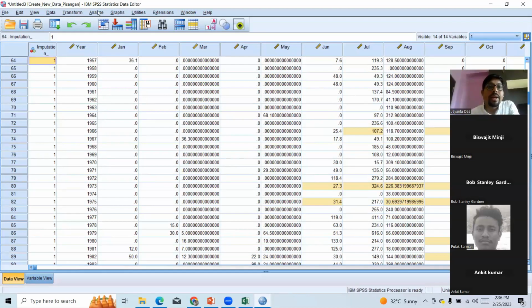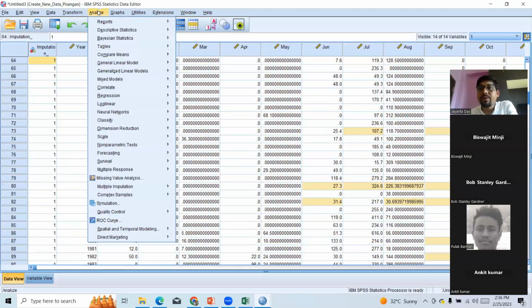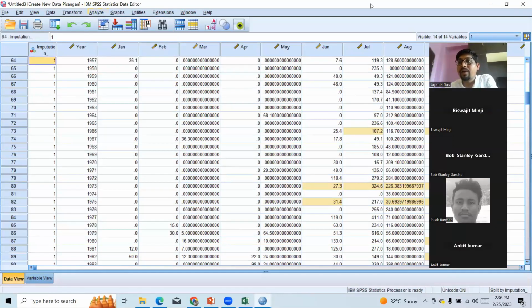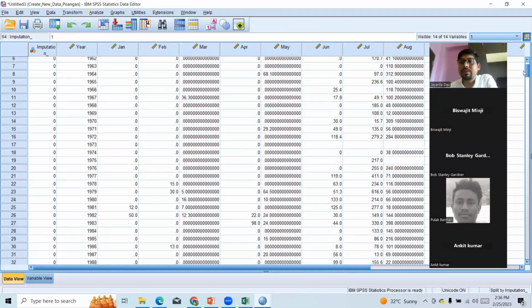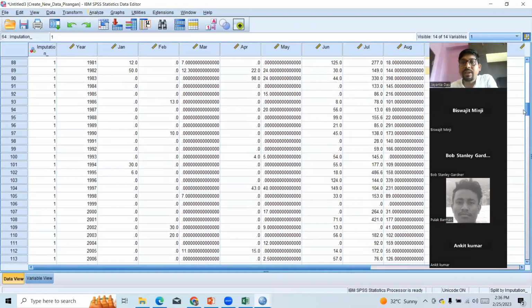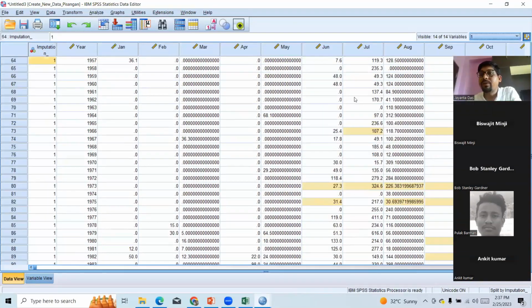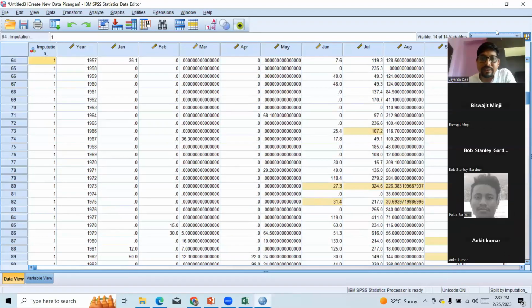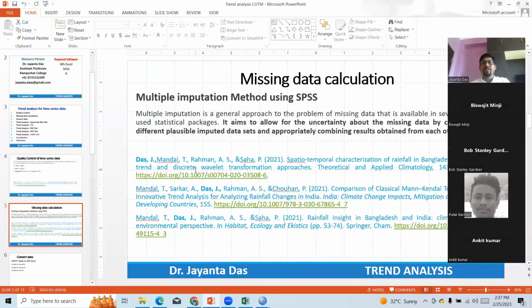Okay, now here analysis. If you want to calculate, already we have calculated this missing record. Now we can use it for our other analysis. If you have any question, any doubt, then you can ask. We can use this data for our time series analysis. Otherwise, I will move forward to our next analysis.